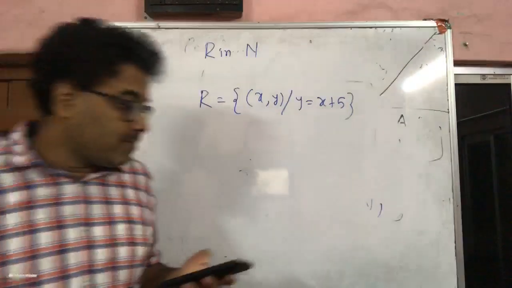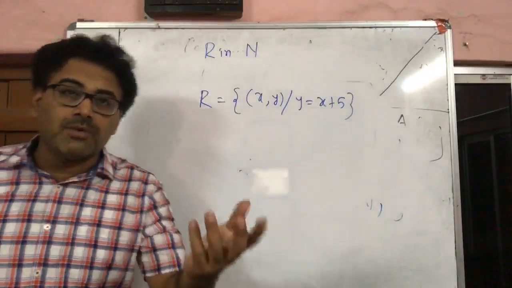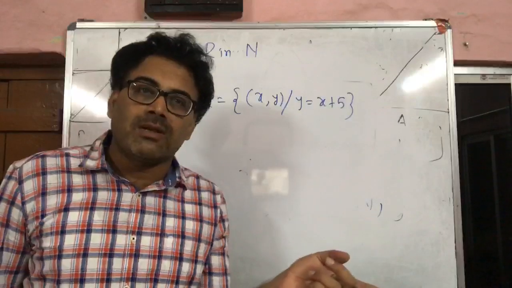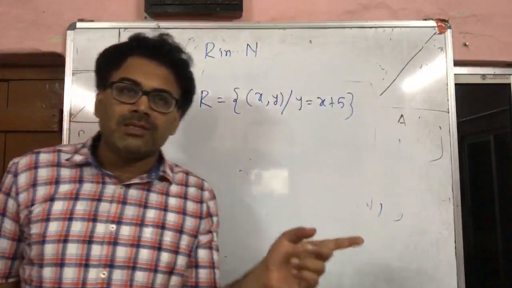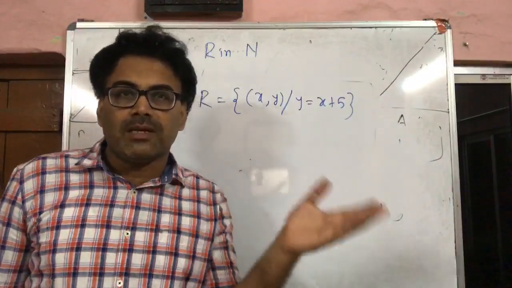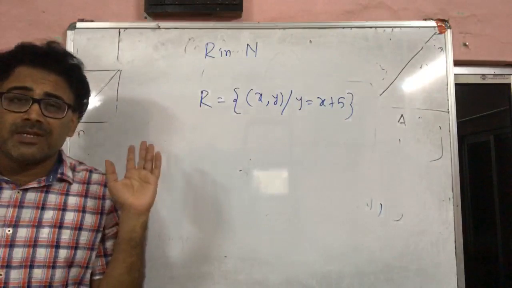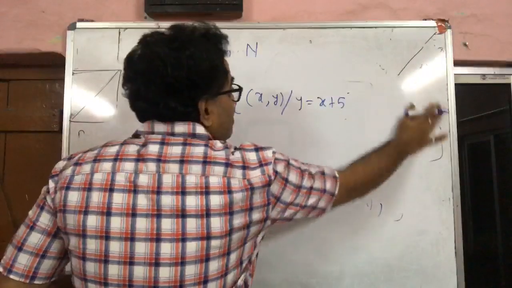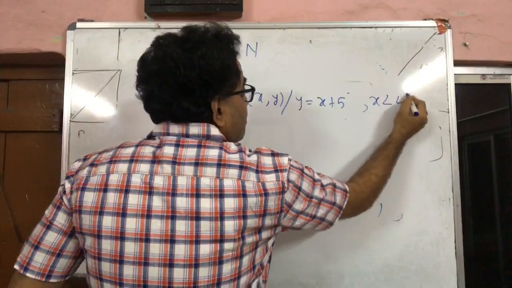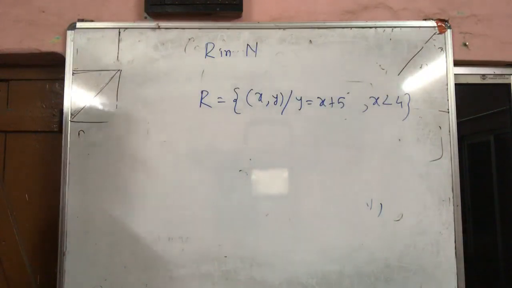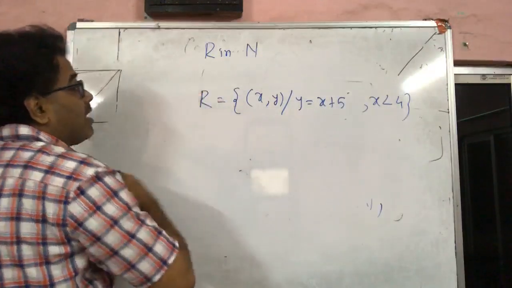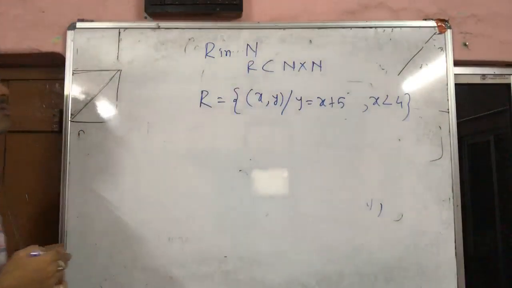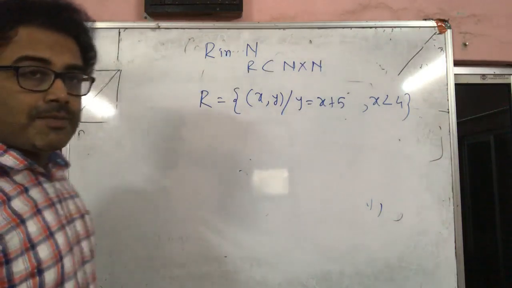One thing I will say again, many people have a problem with this. If it says "in n", that means in a particular set, the relation is from that set to that set only. A relation from A to B means the elements of A will be linked to elements of B. Now R in n means elements of n will be related to elements of n only, and x is a natural number less than 4. R is a subset of what? N cross n. R is a subset of n cross n. Okay.